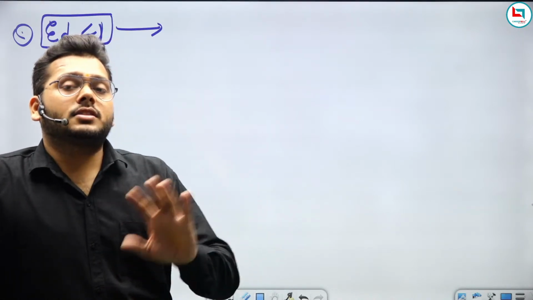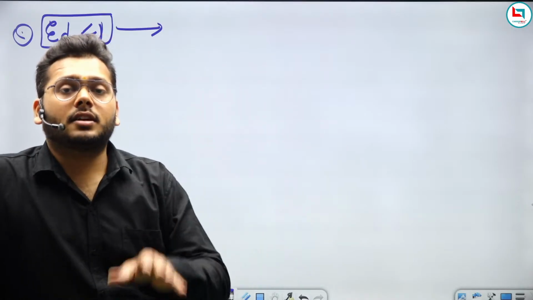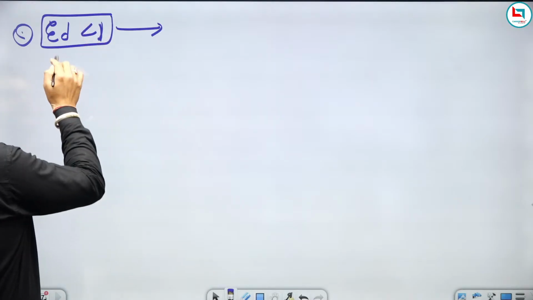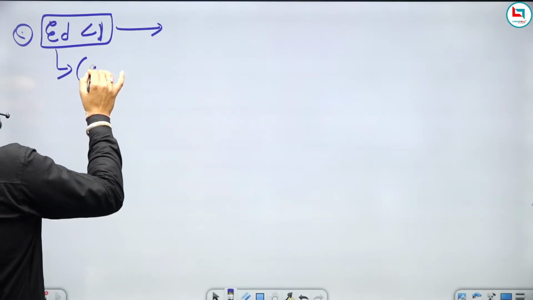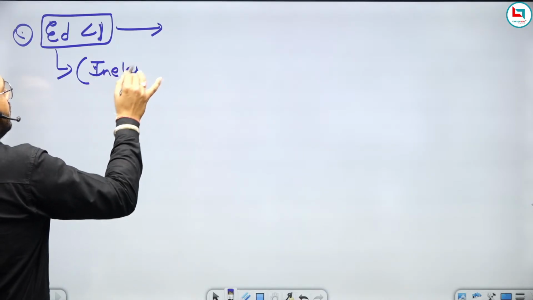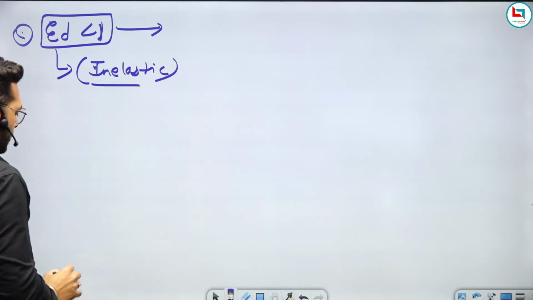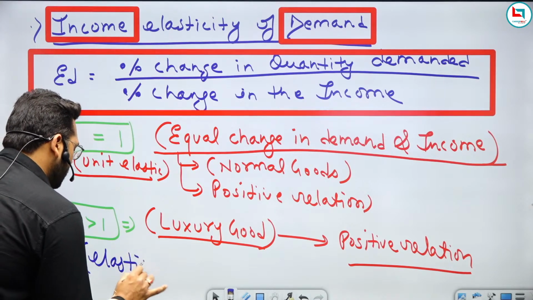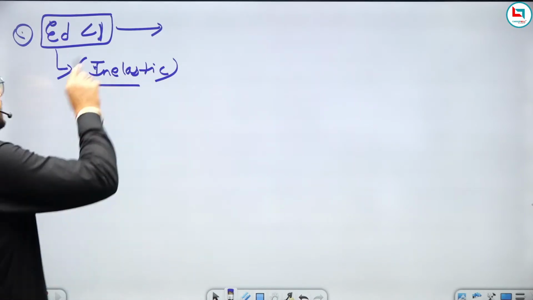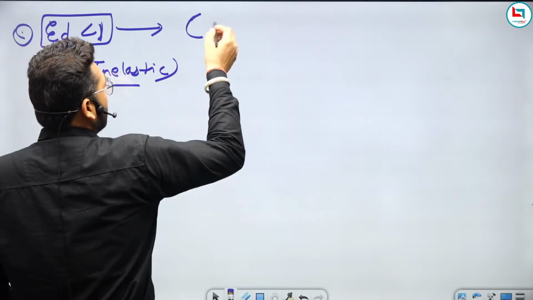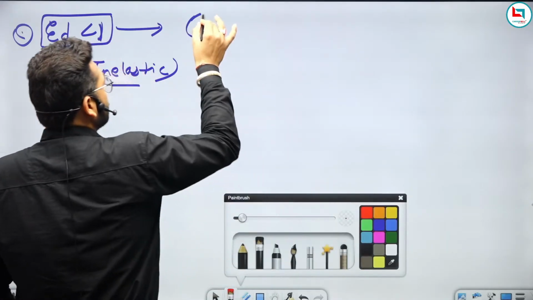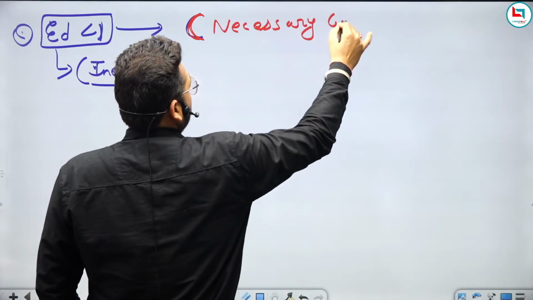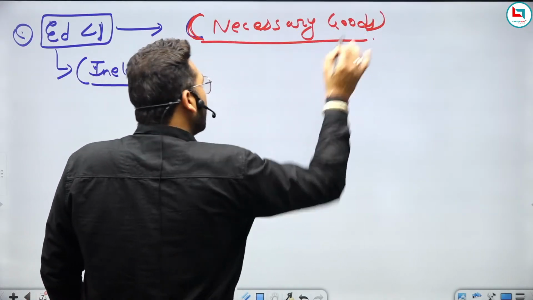It means demand is not changing that much as compared to the change in your income. This is ED less than 1, and this situation is known as inelastic, right? And the other situation is known as elastic, right? Now in which type of goods will this come? This situation will come in necessary goods. There is also a positive relation.